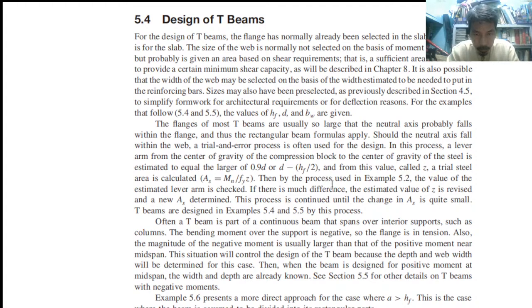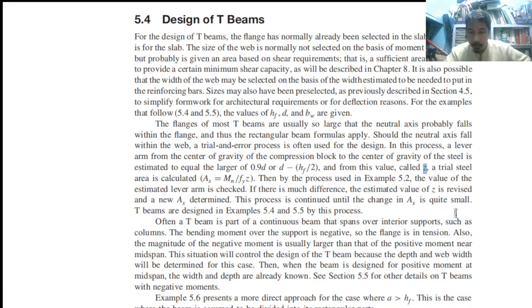Okay. In this process, a lever arm from center of gravity is estimated to equal the larger of two things. Okay, 0.9D or D minus, okay, what is D again? From extreme compressive fiber up to the centroid of steel reinforcement. Okay, that is D. Okay, 0.9D or D minus HF over 2. Okay, so which one is larger? That is the lever arm, okay? And from this value, we call that value Z. That is the lever arm for T-beam, okay?